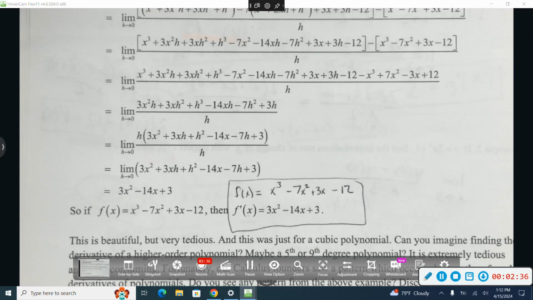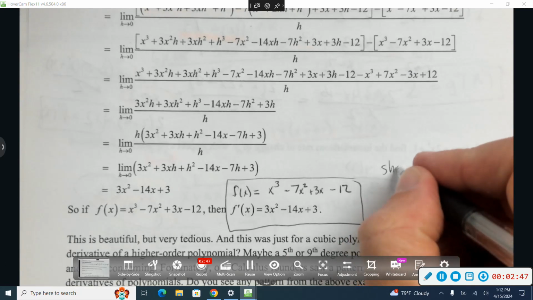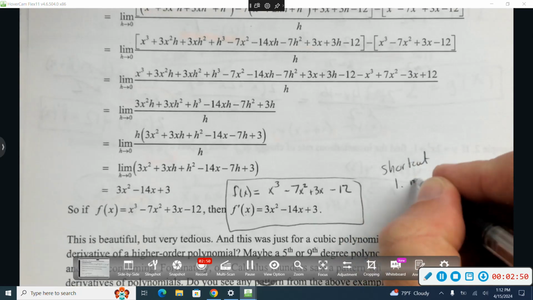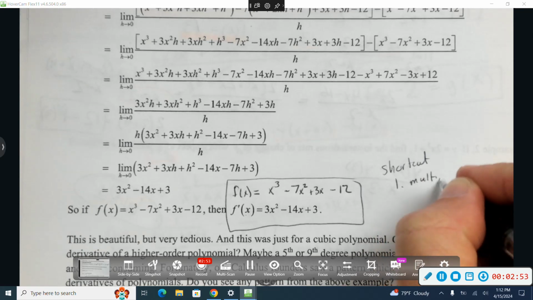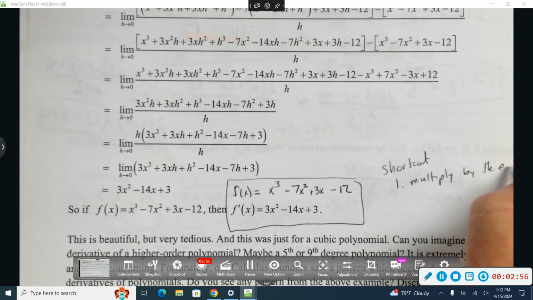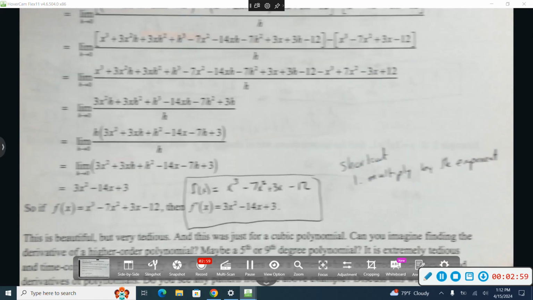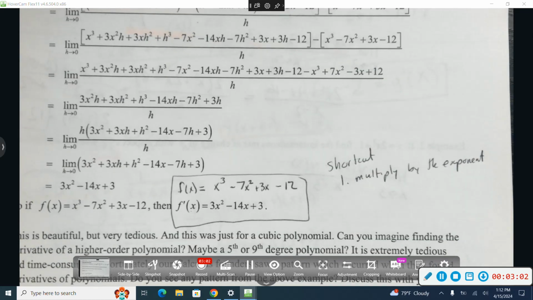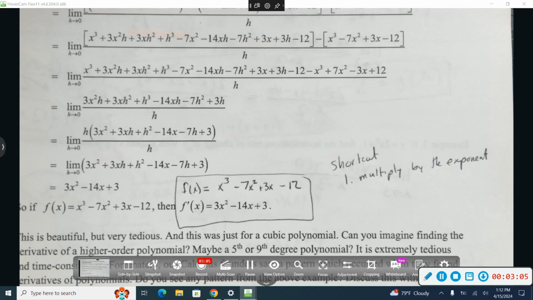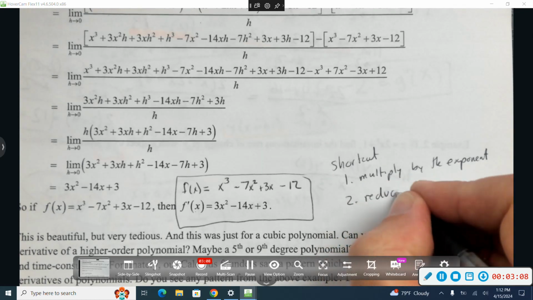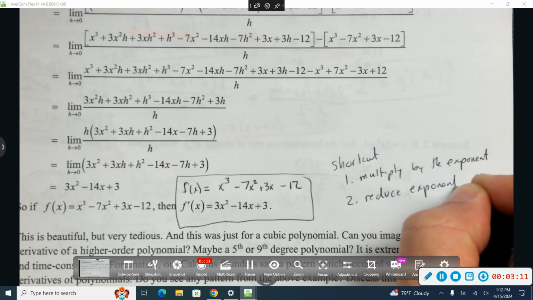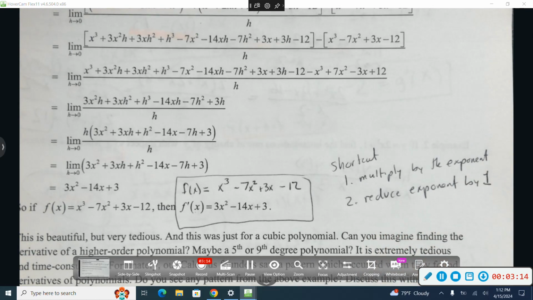Okay, multiply by the exponent, that's step 1. And decrease the exponent by 1. That's it, that's the shortcut. Yeah, we'll phrase it the way you guys phrased it. Multiply by the exponent. I've been saying make it the coefficient or take it down as a coefficient, but multiply is the same thing. And then reduce the exponent by 1. So the exponent comes down front, multiply by the exponent, and then decrease the power by 1.